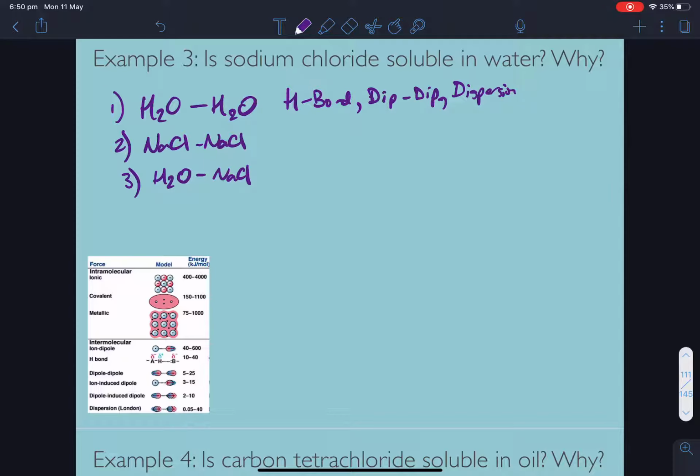Now sodium chloride to sodium chloride, oh, that's why I put this up here. I've got ionic bonding between them. Remember, ionic solids form an ongoing lattice. So it would be sodium chloride, sodium chloride. So we have ionic bonding.